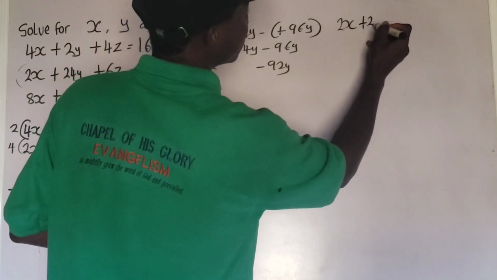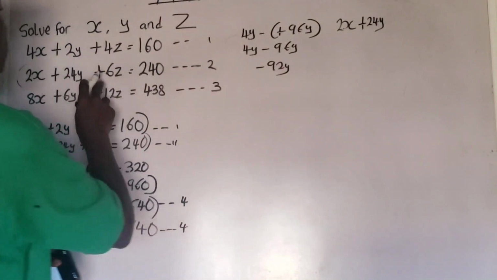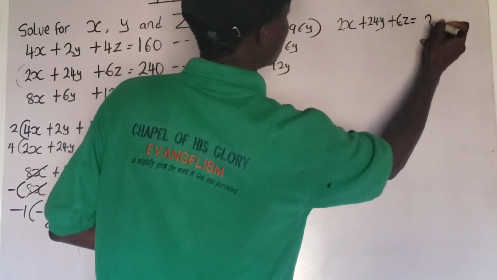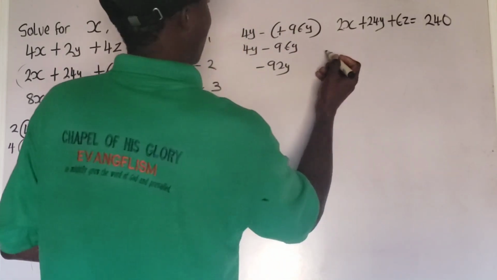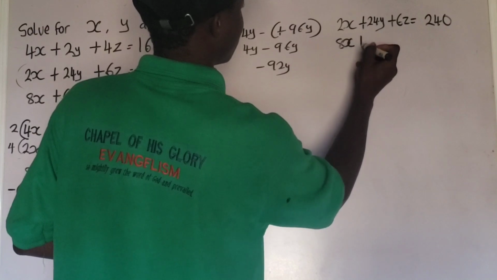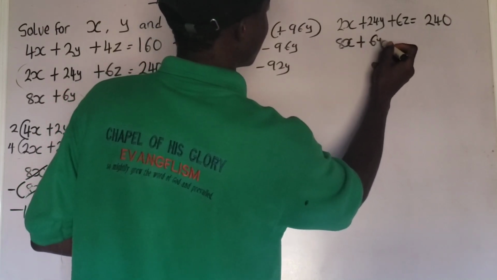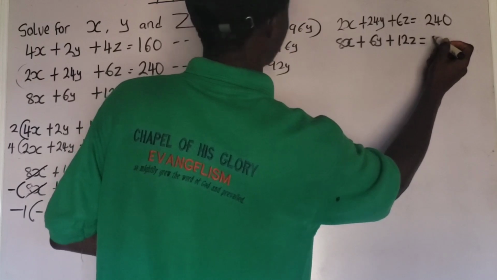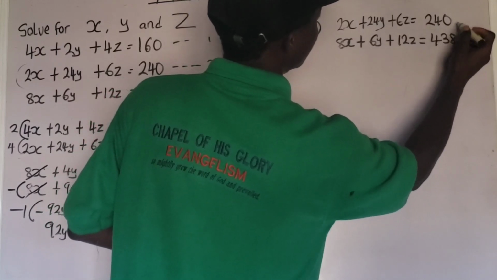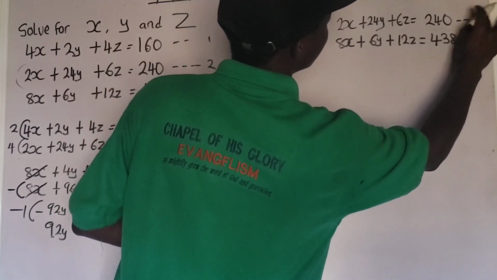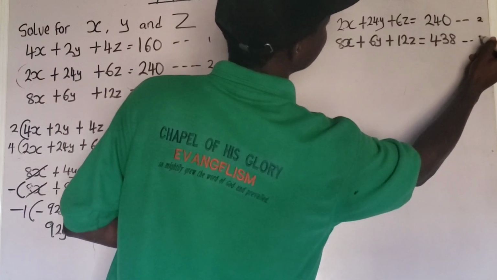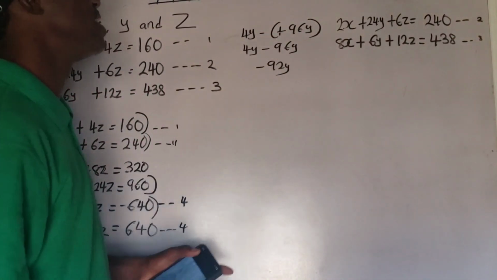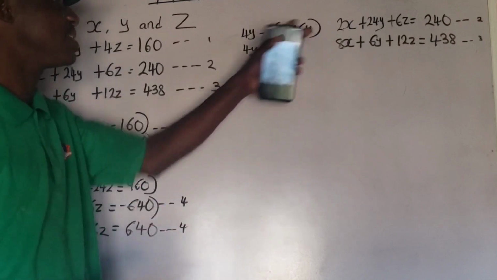2x plus 24y plus 6z is equal to 240. Then we have 8x plus 6y plus 12z is equal to 438. This is equation 2 and this is equation 3. Now we are going to eliminate the value of x in this equation also.